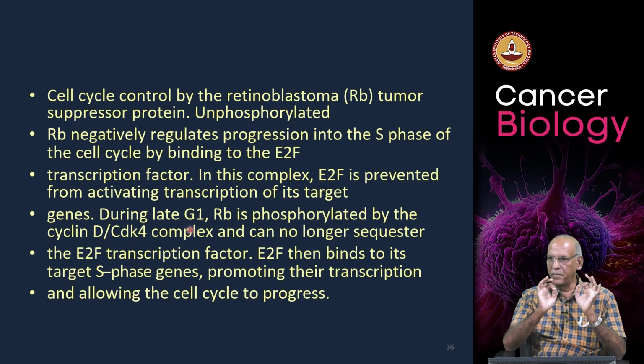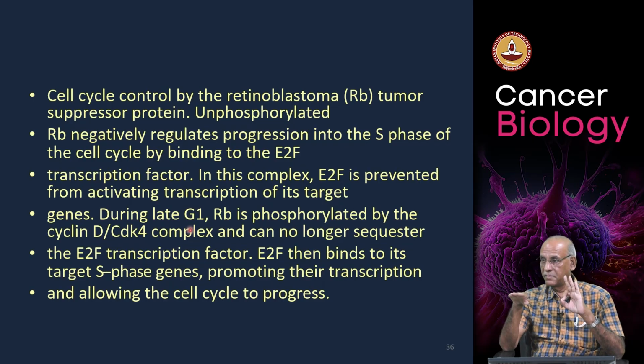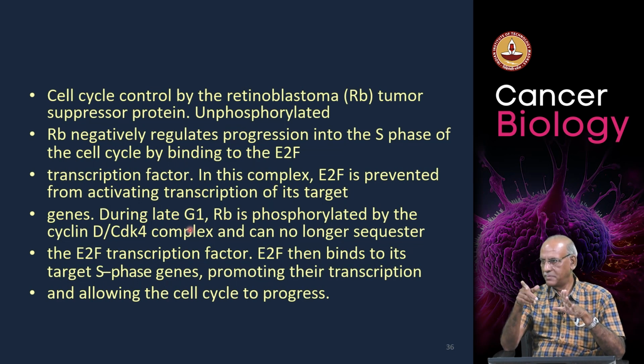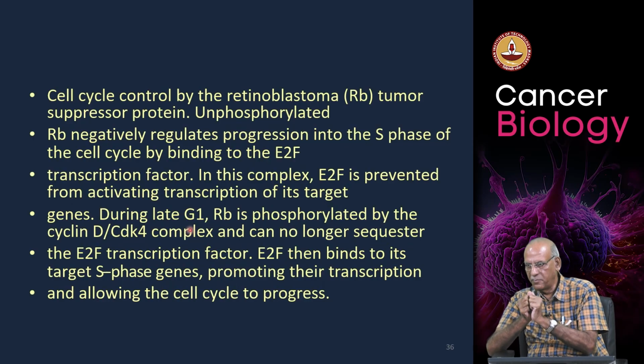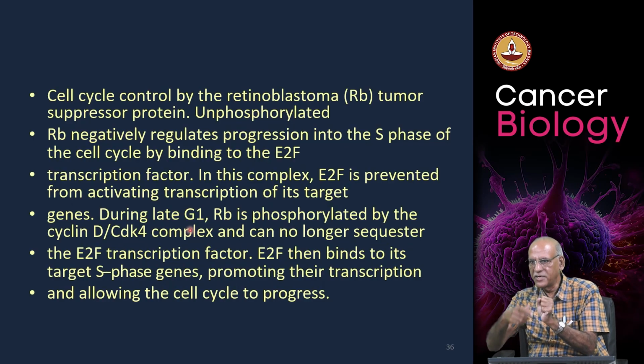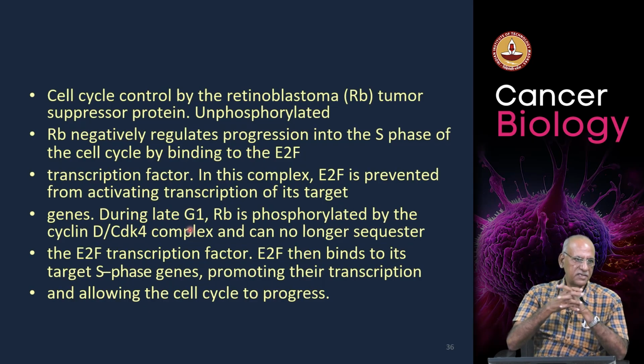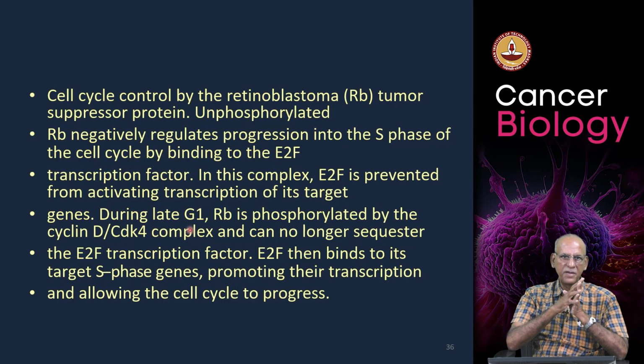Unphosphorylated RB negatively regulates the progression of the cell cycle into S phase. It does that by binding to what is called E2F. E2F is a transcription factor that actually triggers the cell cycle. Now, RB binds with this E2F and prevents it from working, so cell cycle operation is suppressed. That is how RB acts as a tumor suppressor. That is a very important thing.